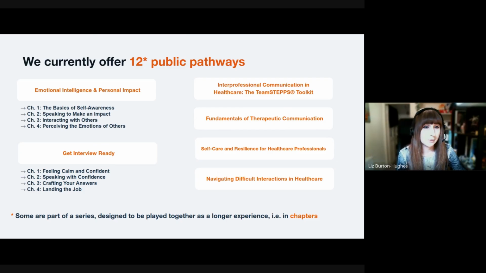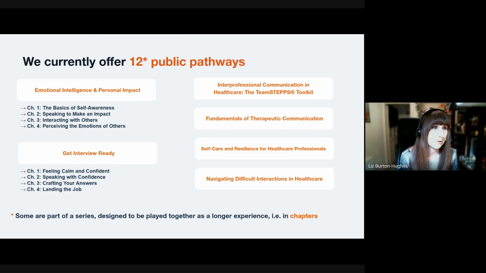Now, the pathway builder obviously is supposed to be a sandbox for all of you. It's for you to tailor it to your specific learning objectives and your needs and your learners. But we do have some off the shelf that are built around key sets of skills, things that we know are common or have been asked about, whether in the healthcare industry or in general employment skills. Currently, we have 12 available off the shelf, and I put 12 in an asterisk because some of those are designed to be taken in a group, so they're chapters of a larger series.